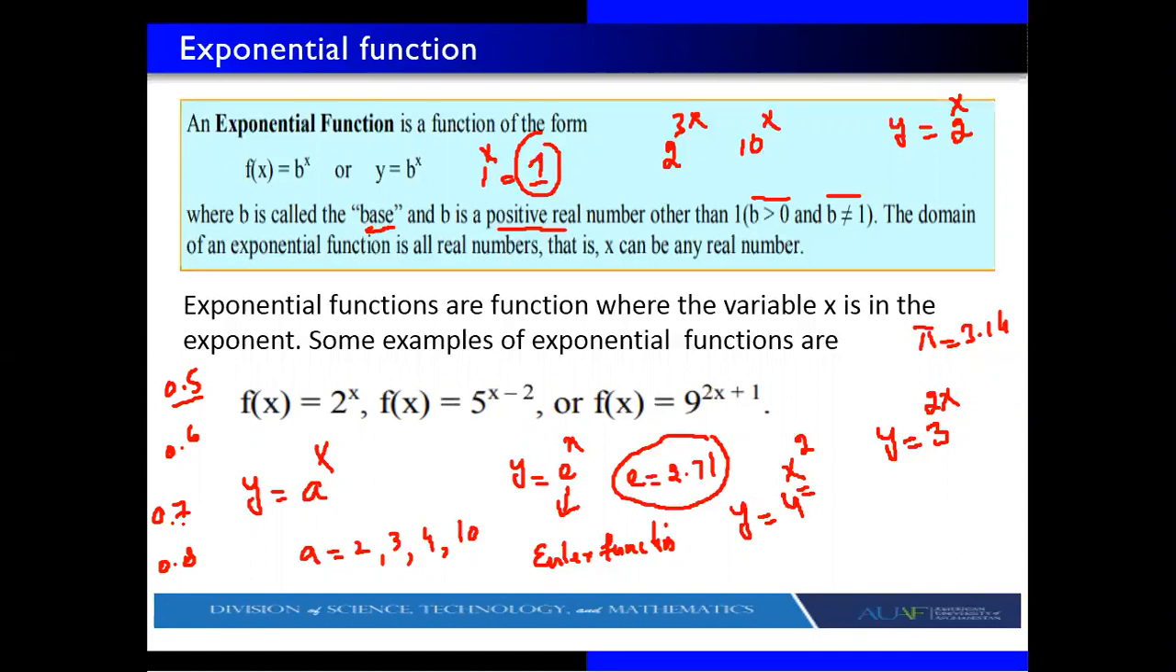Correct? So again, an exponential function is a function in which the variable x is present in the power, where the base must be a positive number and the base is not equal to 1. This must be greater than 0 but not equal to 1. Exponential function.